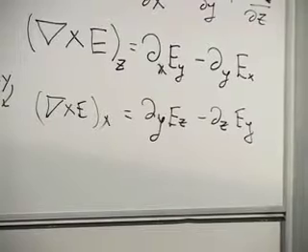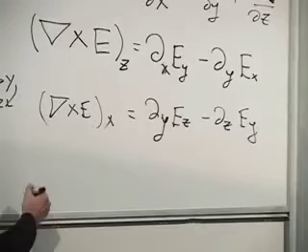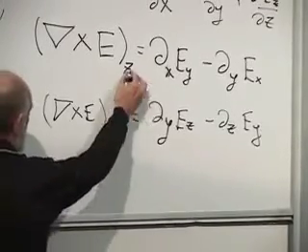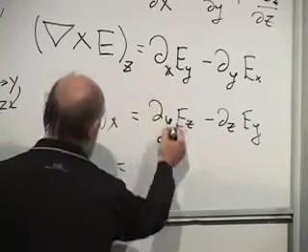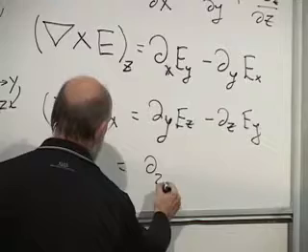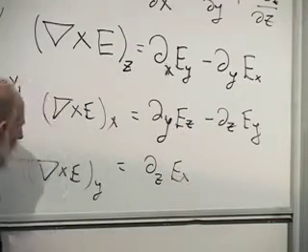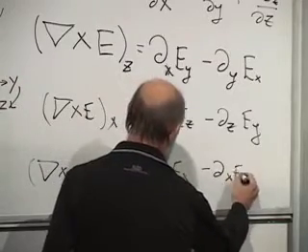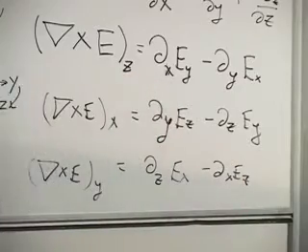And what would be next? You cycle once more through the 3 letters of the alphabet. Del cross E, the y component, is equal to: x goes to y... the next one will be z, so d/dz of E_x, minus dx E_z. These are the 3 components of a curl.